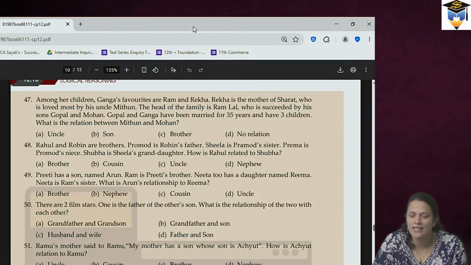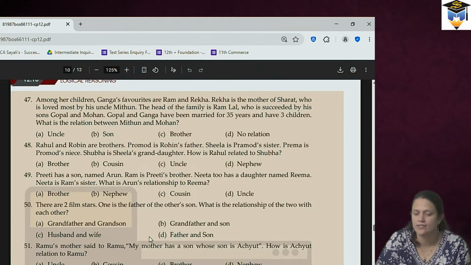Among her children, Ganga's favorites are Ram and Rekha. Rekha is the mother of Sharat, who is loved most by his uncle Mithun. The head of the family is Ramlal, who is succeeded by his sons Gopal and Mohan. Gopal and Ganga have been married for 35 years. So basically these two are a couple and have 3 children. What is the relation between Mithun and Mohan? That is the question.